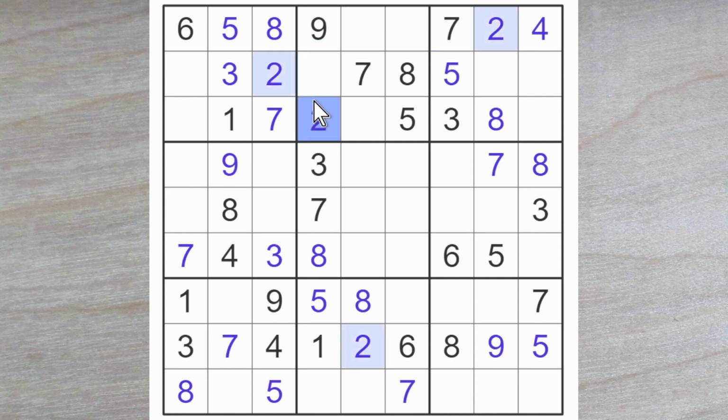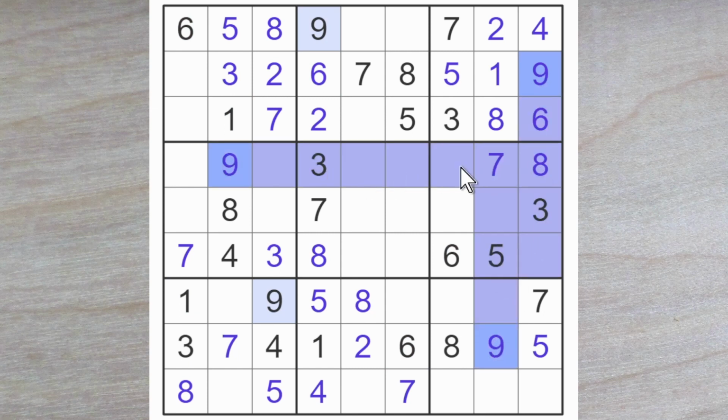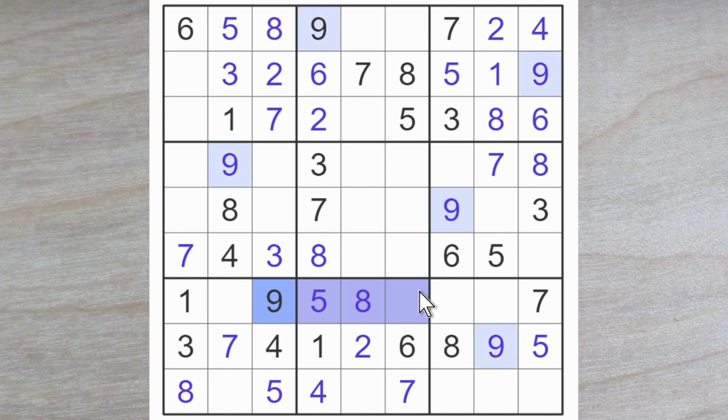We know that one of these had to be a 6, so this is a 6. And this now must be a 4. The 6 blocks over, making this a 6. These two now must be a 9 and a 1. We got a 9 blocking up, making this a 1 and this a 9. Blocking down, blocking up, blocking over, 9 goes here. 9 blocks over, so this is a 9 blocking up.